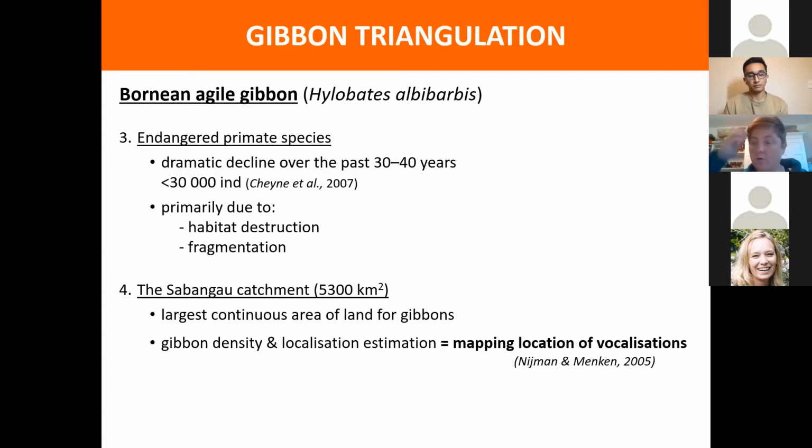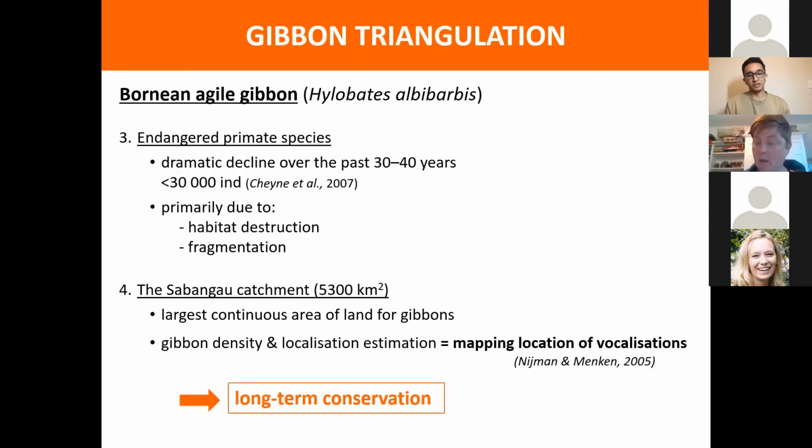So what we've got for the Sabangao area, as I said, is a very large area. It's very important for the Hylobates albibarbus species, and we use density estimates and population mapping in order to look at trends over time. The density ultimately will lead to, we hope, long-term positive conservation efforts.